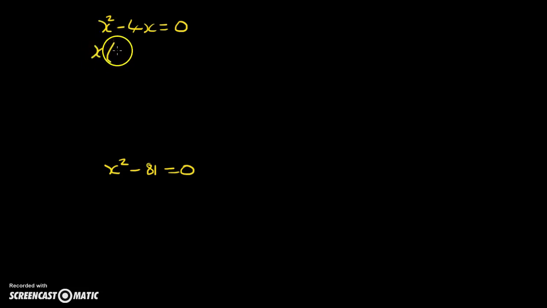So x multiplied by what gives us x squared? That's x. x multiplied by what gives us negative 4x? That's negative 4. And close off the bracket.